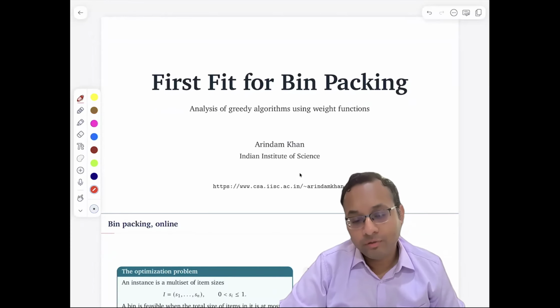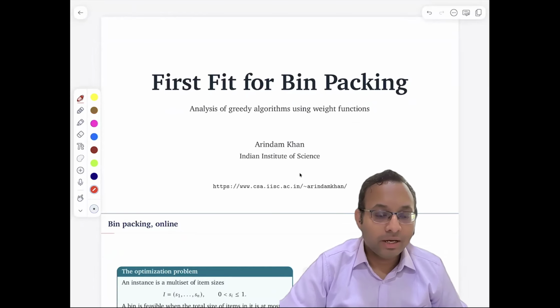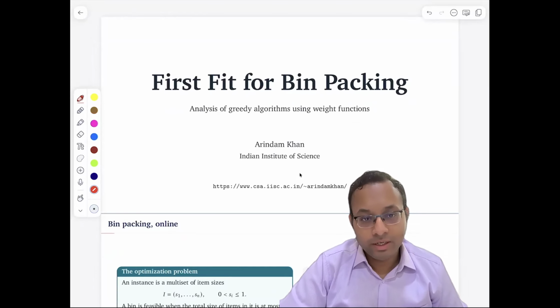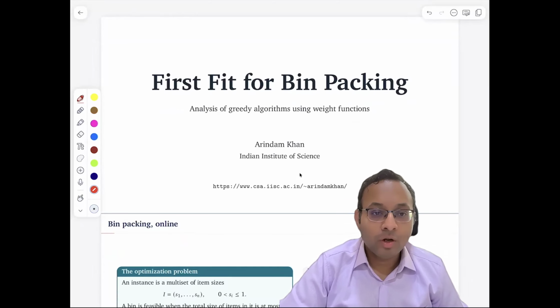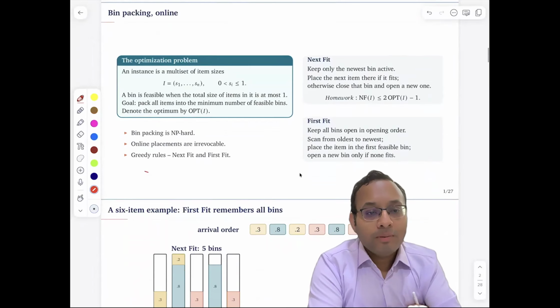Hello everyone. In this video, we'll learn about the bin packing problem, which is a fundamental problem in combinatorial optimization. And we'll learn a simple greedy algorithm called first fit. But we'll realize that the algorithm is simple, a greedy algorithm, but the analysis is quite intricate. And in fact, we'll use something called weight functions. So let us start with the problem, bin packing.